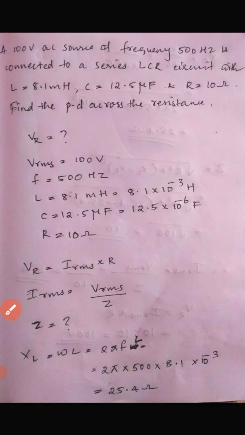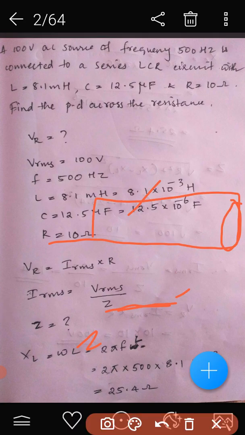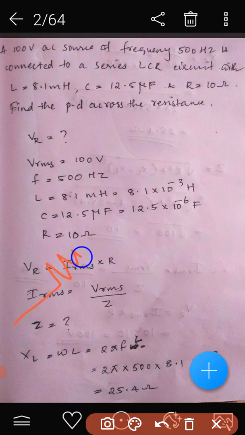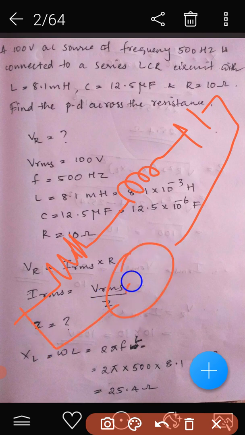Next question. A 100 volt AC source of frequency 500 Hz is connected to a series LCR circuit with L equal to 8.1 millihenry, C equal to 12.5 microfarad, and R equal to 10 ohm. Find the potential difference across the resistance. So we have a resistance, an inductor, then a capacitor, in a series LCR circuit connected to a voltage source, and we have to find the voltage across this resistance.